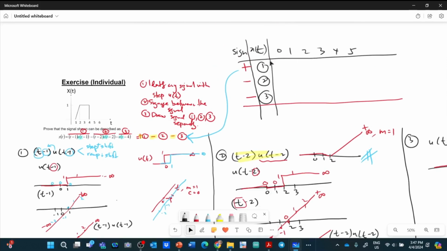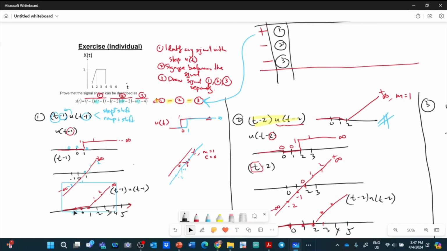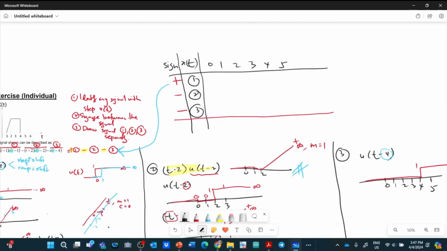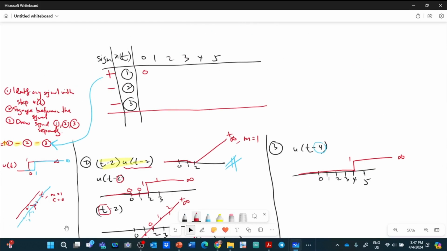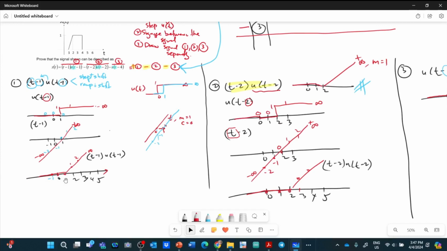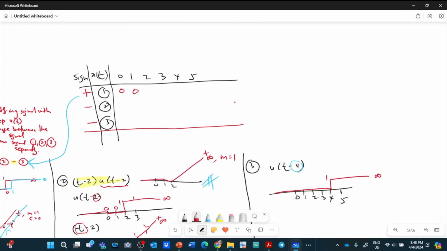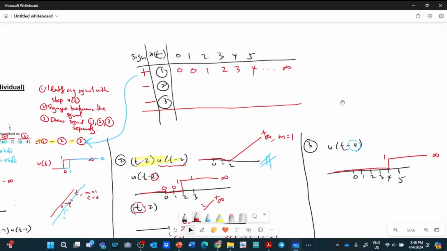So let's look at signal 1. Signal 1, what is the amplitude? From 0 up until 1 is 0, so we put the amplitude as 0. At t equal to 1 it is also 0. At t equal to 2, it is 1. At t equal to 3, it is 2. It goes up because we ramp up. So you have 1, 2, 3, 4 until infinity.